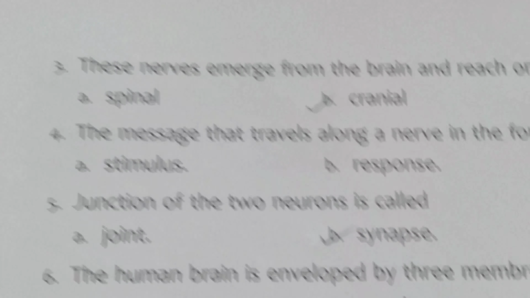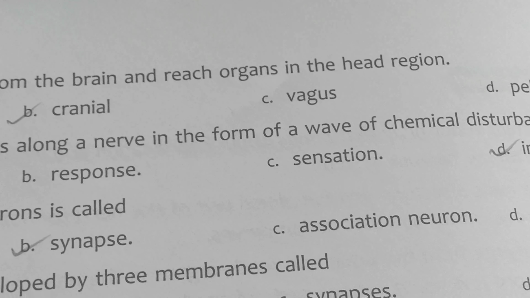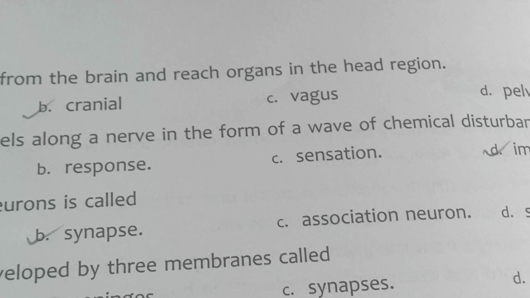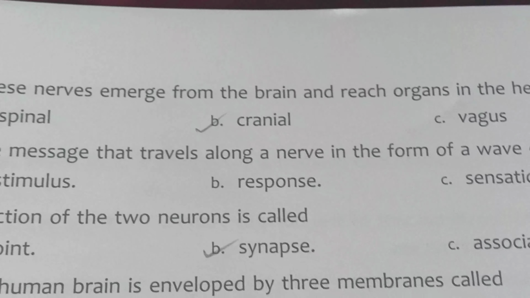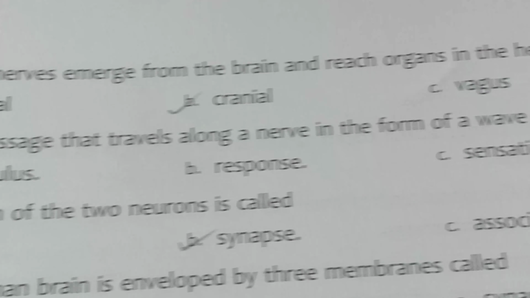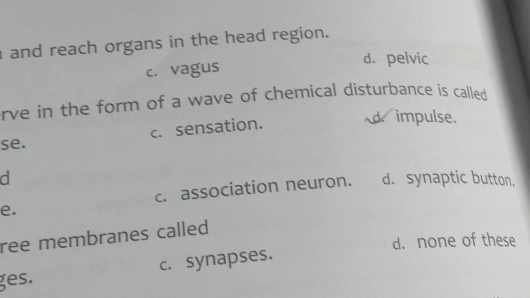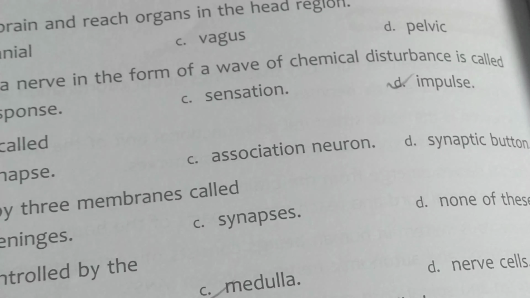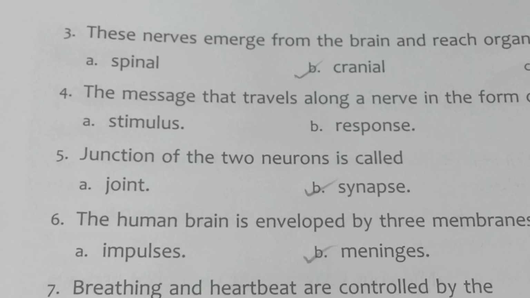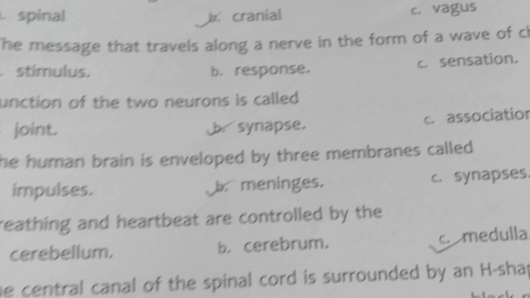Next, these nerves emerge from the brain and reach organs in the head region. These are also known as cranial nerves. The message that travels along a nerve in the form of a wave of chemical disturbance is called impulse. Next, the junction of two neurons is called synapse.